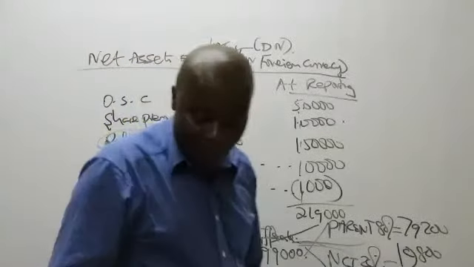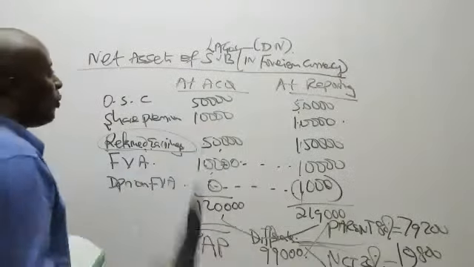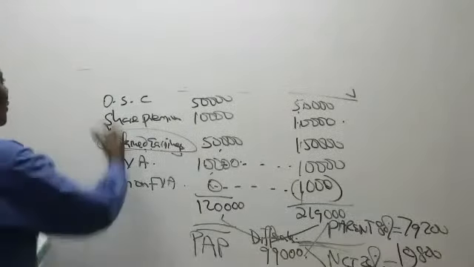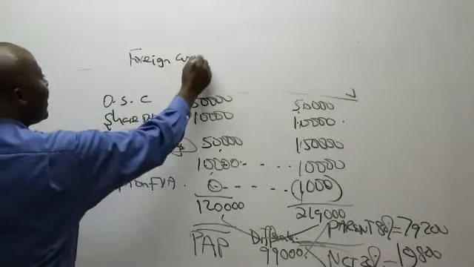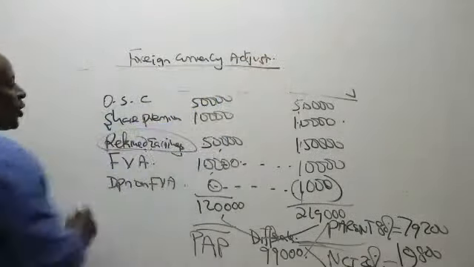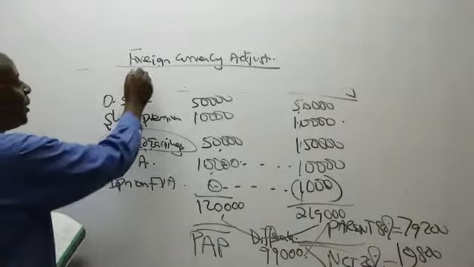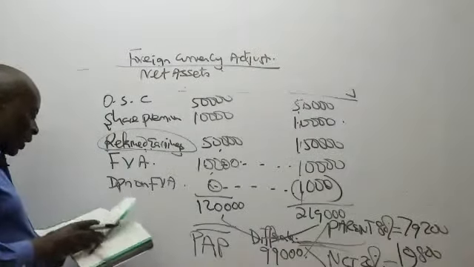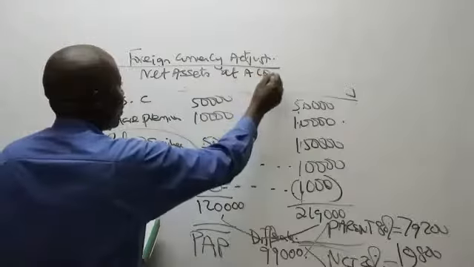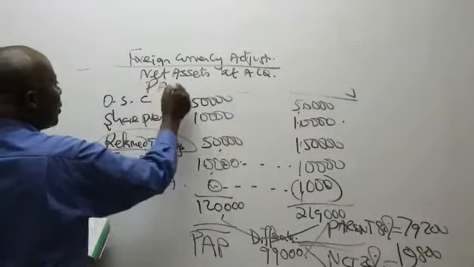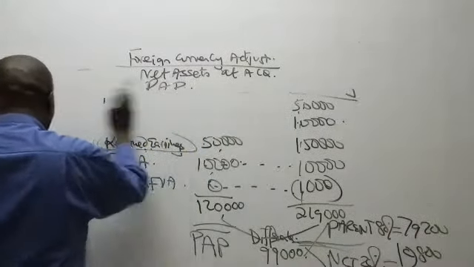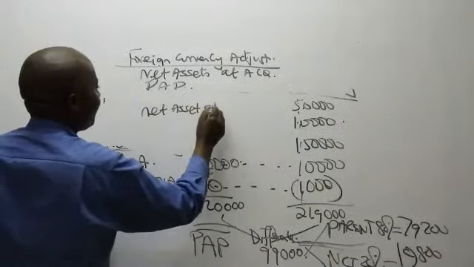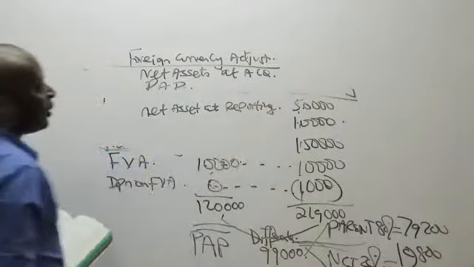Yes. Now, we have what we call the foreign currency adjustment of the net assets. This is a must. So give me the net assets at acquisition. Give me the post-acquisition profit. And then give me the net assets at reporting.